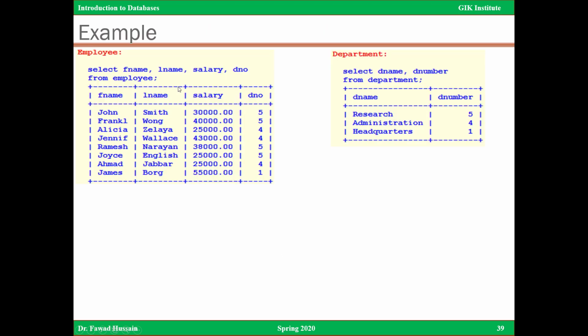So for instance, if we have this example, if we look at the employee table and the department table, and we take the first row, John Smith has a salary of 30,000 and works in department number 5.